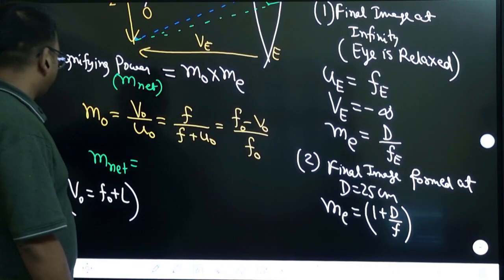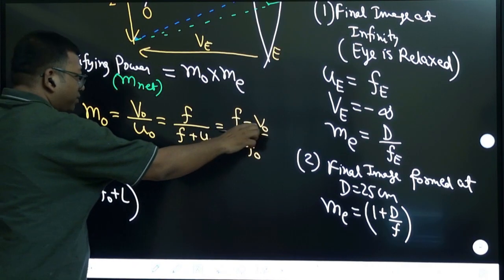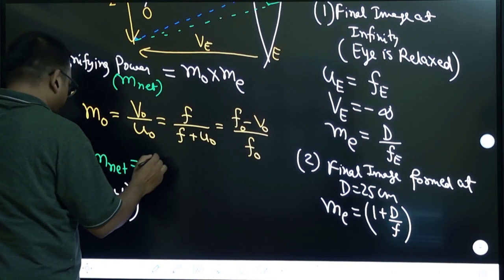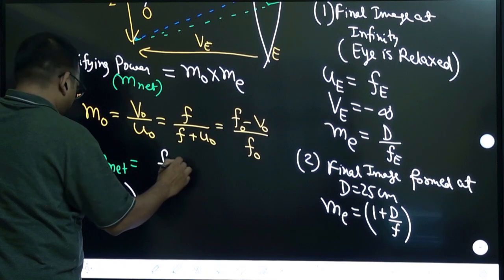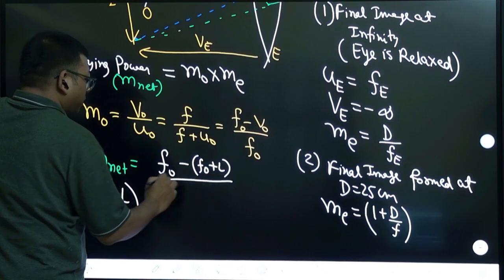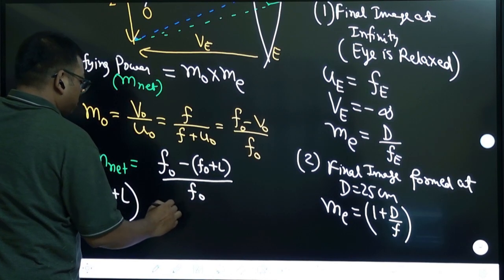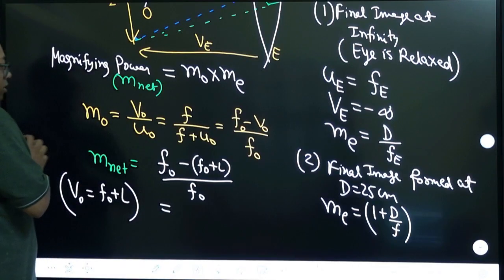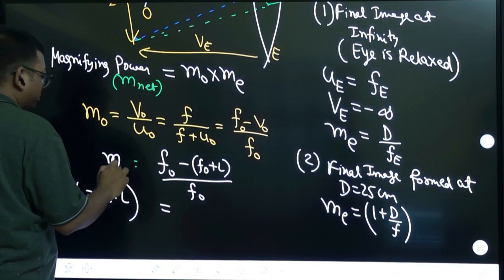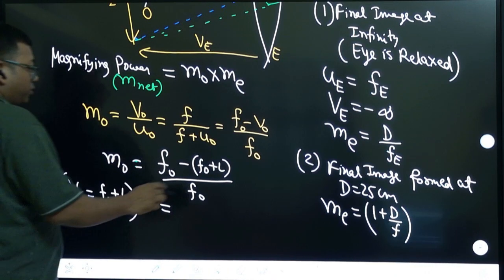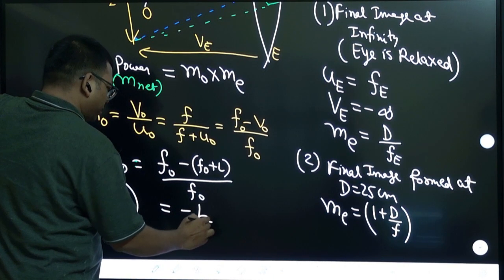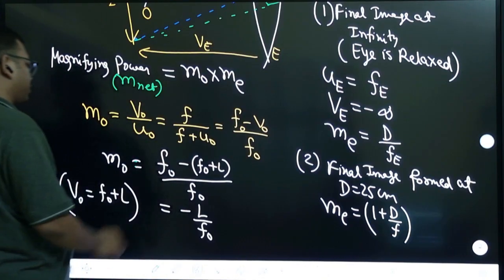Okay. This we know. So, suppose if I use this formula, I will substitute V naught here. So F naught minus V naught is F naught plus L by F naught. Sorry, I am calculating objective first. First I am calculating MO. So from here this gets cancelled and you get minus L by F naught. Right? That's what we get.